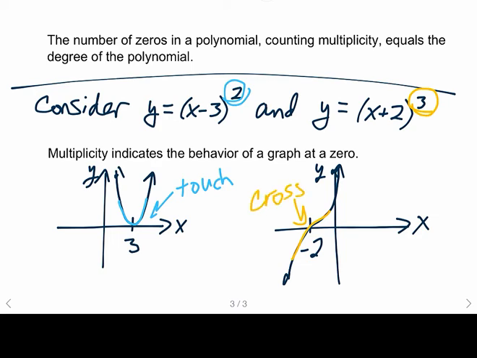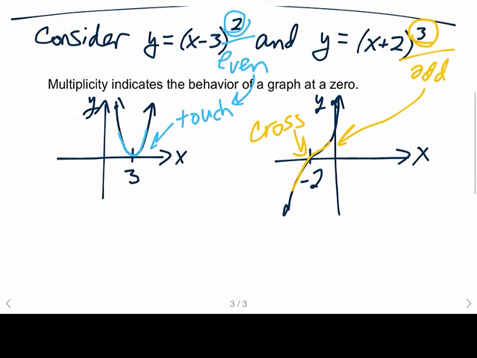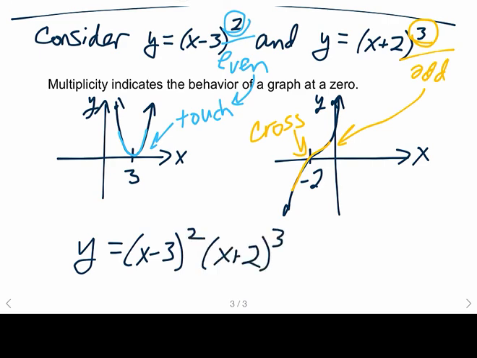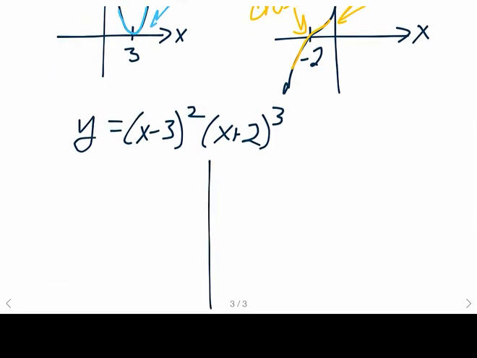And it's actually going to be the case that for any factor that is repeated, if the multiplicity is even, then we're going to touch the axis at that zero. If the multiplicity is odd, then the graph is going to cross the x-axis at that zero. So we can kind of make a Frankenstein function out of these two. Y equals x minus 3, the quantity squared, times x plus 2, the quantity cubed. And what we would find, and this is for another session, but I'm setting things up, is that at x equals 3, we would touch the x-axis.